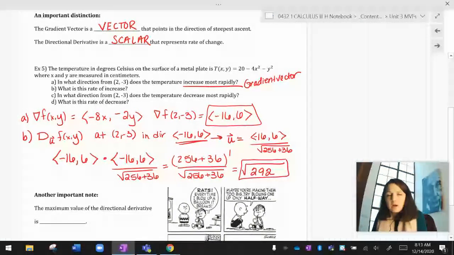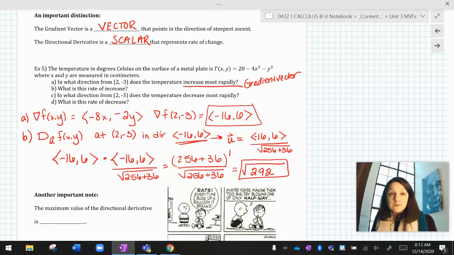And if you're thinking, I wonder if that happens every time, it does happen every time. If you ever want to find the rate of increase, if you move in the direction of the gradient vector, it's just going to be the magnitude of the gradient vector. In other words, the answer to the question, how fast would something increase if it moved in the direction of steepest ascent, would be just the magnitude of the gradient vector.